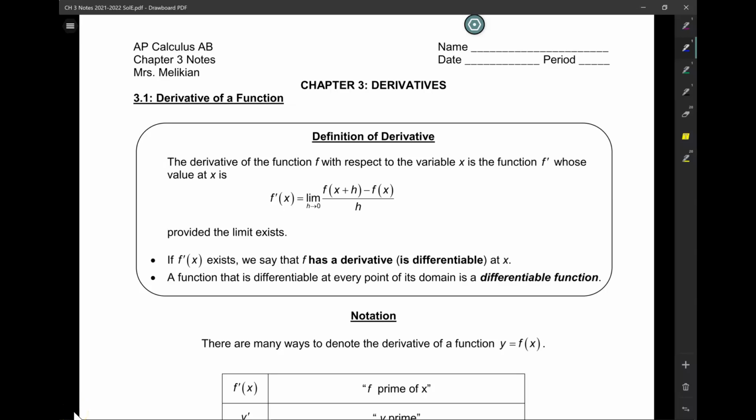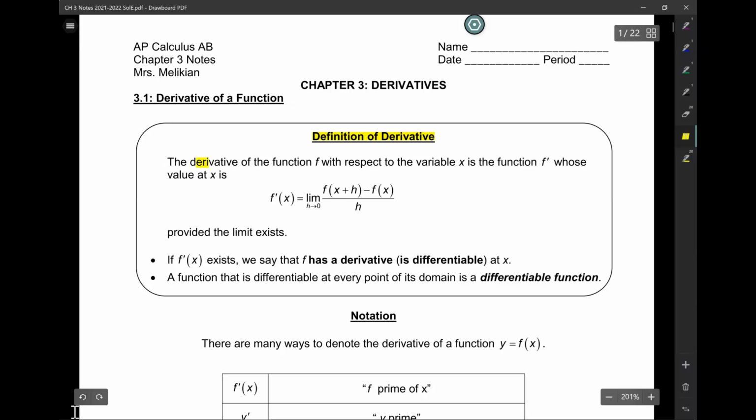Right, so in chapter 3, we're going to talk about derivatives. Derivatives are what make up half of calculus, basically. One half of calculus is about derivatives and exploring them. So let's start with the definition of a derivative.